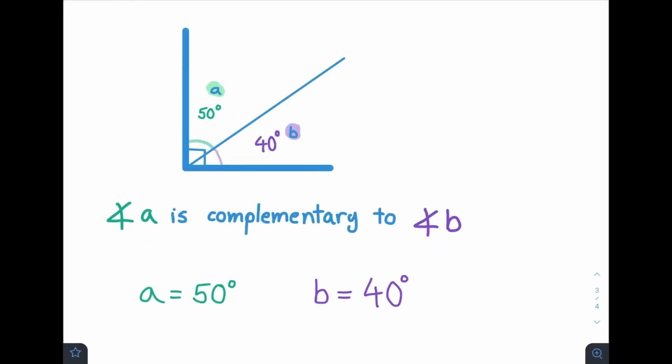So the answer is B would be equal to 40 degrees. The reason is because since A is complementary to B, angle A plus angle B would equal 90 degrees. So 50 plus 40 is 90 degrees.